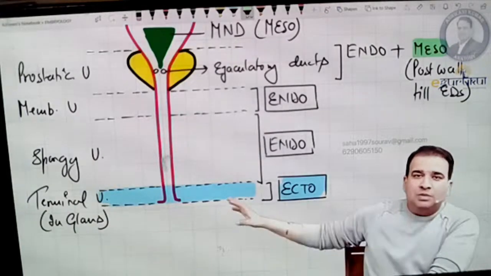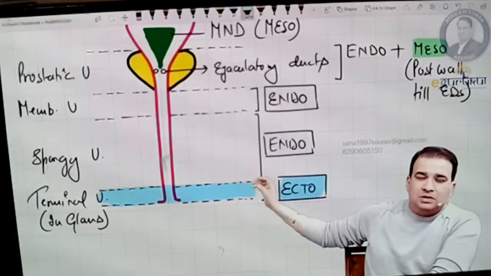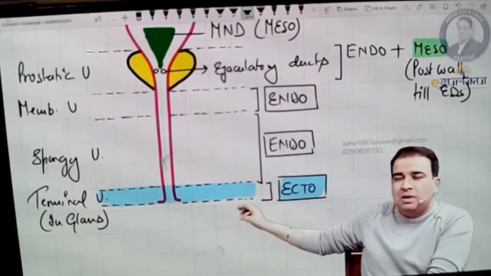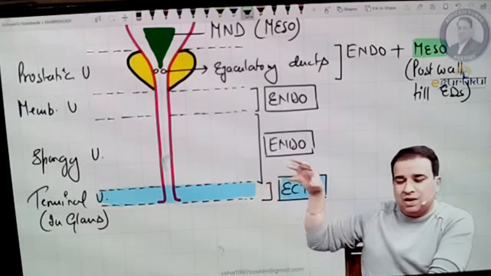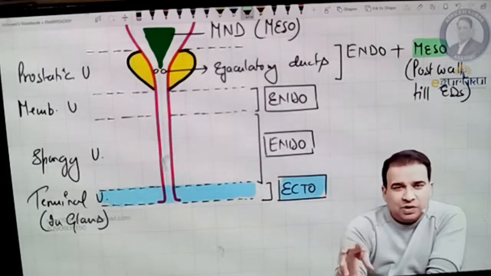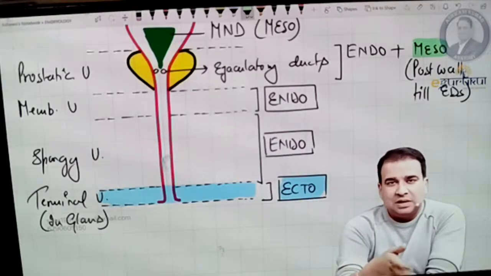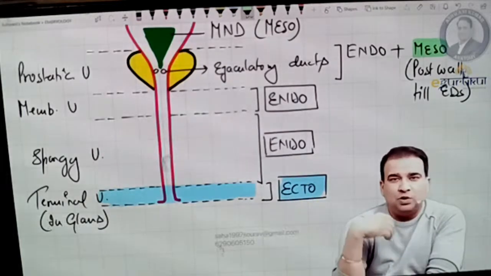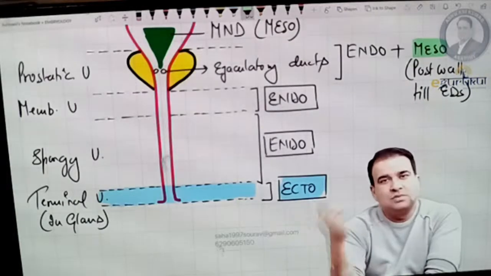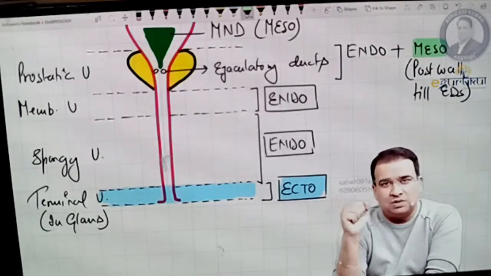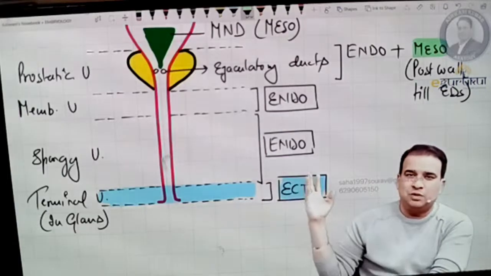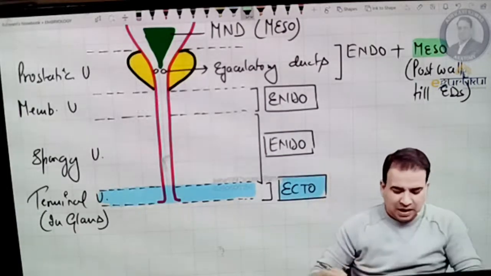Now, why is ectoderm not there in the female urethra? Because the male urethra is ectodermal because it is opening in what? It is opening in the glans penis. The female urethra is not opening in the clitoris. The clitoris is ectodermal, but the urethra is not opening in the clitoris. So there is no ectoderm in the female urethra. So we only have mesoderm on the posterior wall and the rest is endodermal.